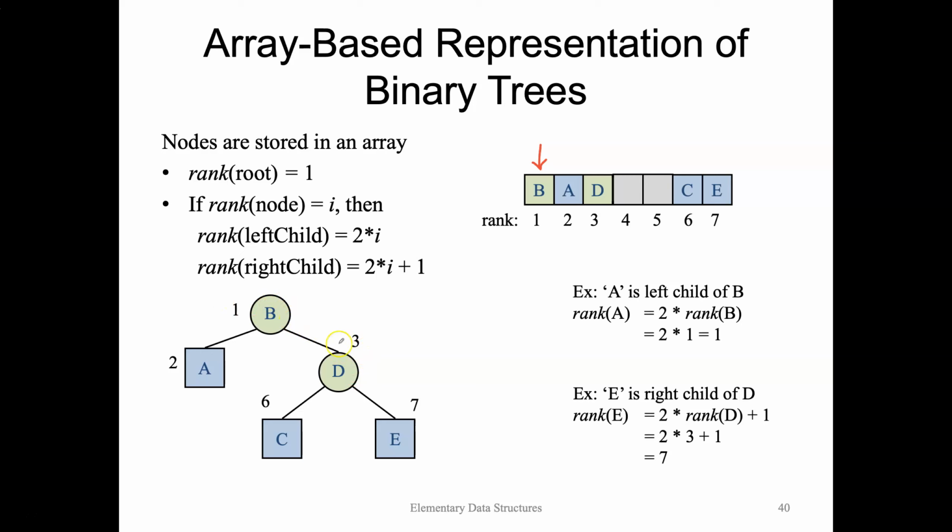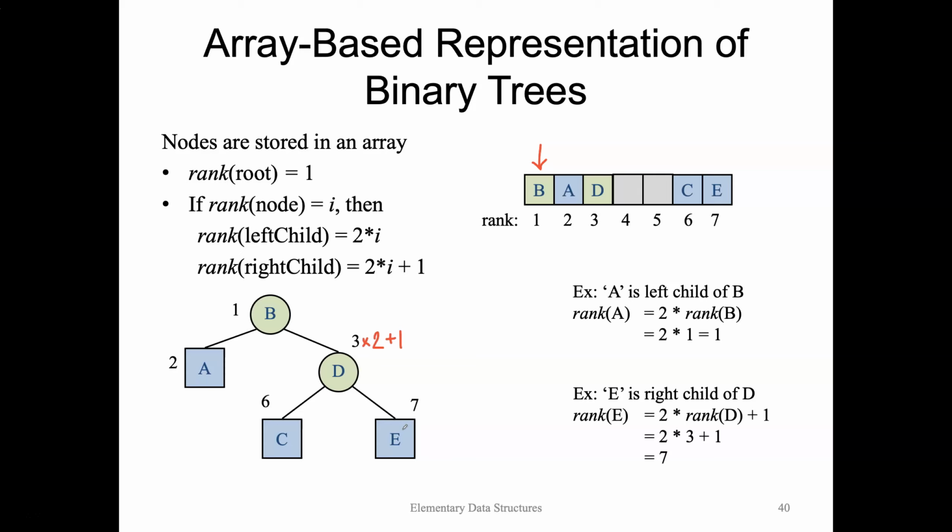So D's rank is 3. C, for example, since it's the left child of D, we just get 2 times the rank of D, which is 6. That's exactly where we store C. And for E, we take 2 times the rank of its parent plus 1, which is what gives us 7. So again, with this structure, we can implement all operations for a tree in constant time, the only exception being getting all elements or getting all positions, which are linear time.